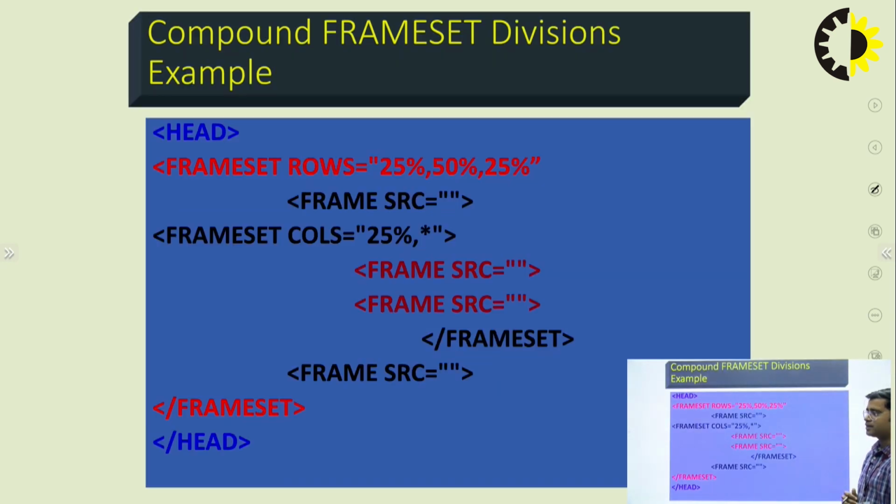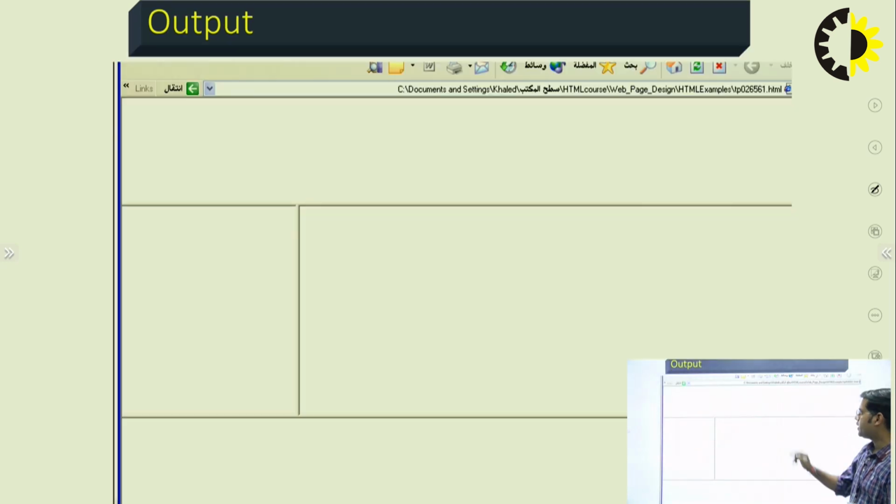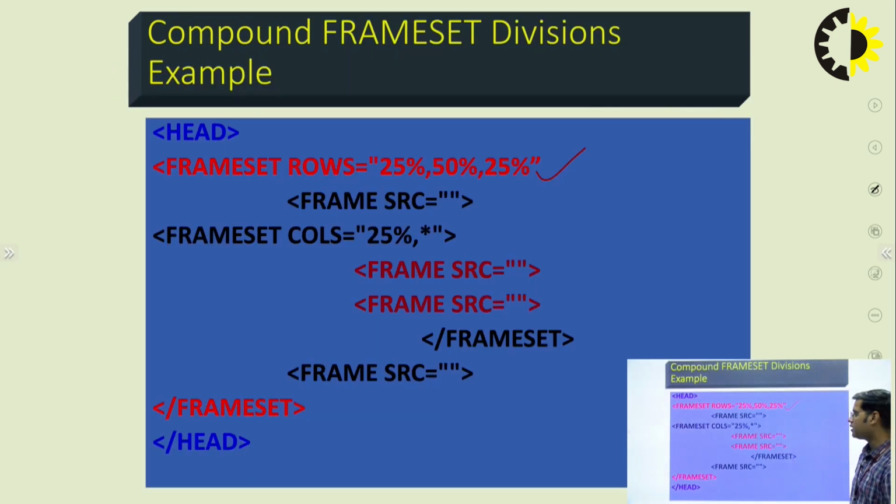So here is the example of the compound frame set division. As you can see here, frame set rows, we have to divide the browser into the 3 rows, 25%, 50%, 25%. Similarly, frame set cols 25% asterisk. So here is the example of this particular structure. Firstly, we have to divide the browser screen into the 3 rows, that is 25%, 50% and 25%.